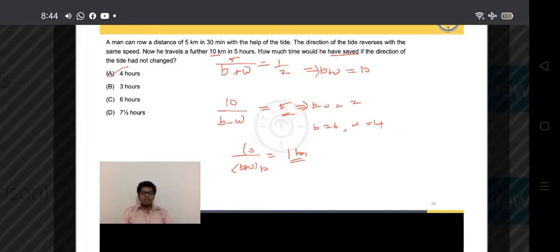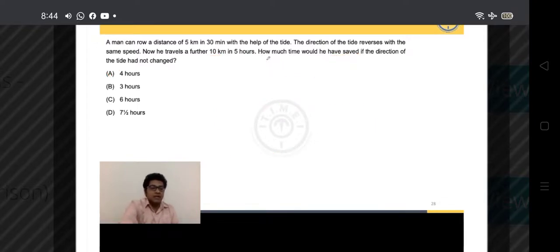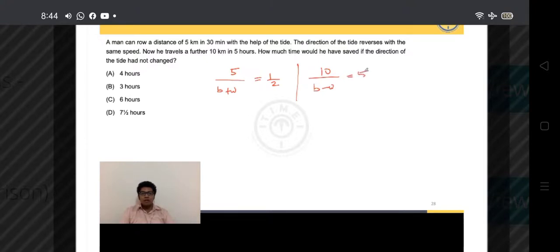Just if you read the question carefully, a man can row a distance of 5 kilometer in 30 minutes with the help of the tide. So 5 with the help of the tide, so B plus W is given as 30 minutes, 1 by 2 hours. The direction of the tide reverses, so now he travels a further 10 kilometer in 5 hours. So 10 kilometer at B minus W, he is taking 5 hours. How much time would he have saved if the direction of the tide had not changed?